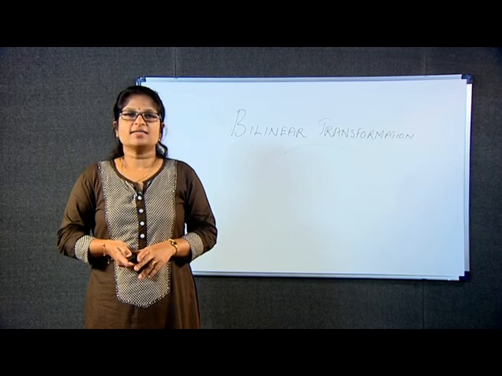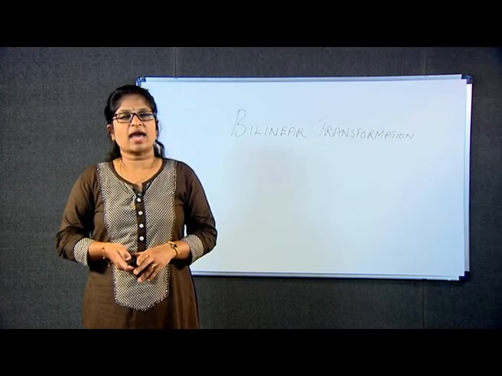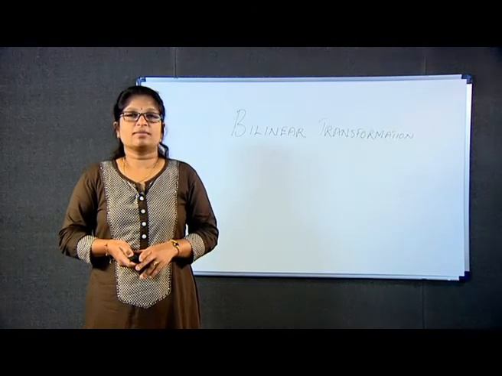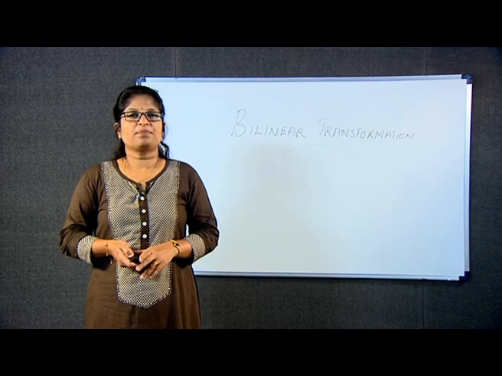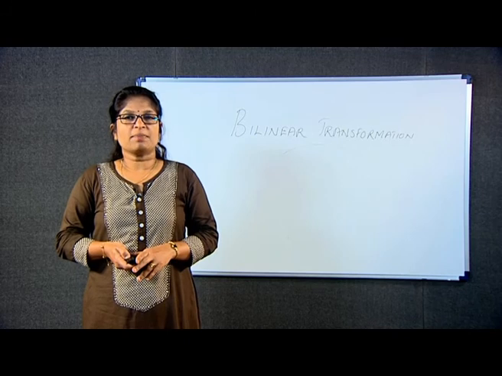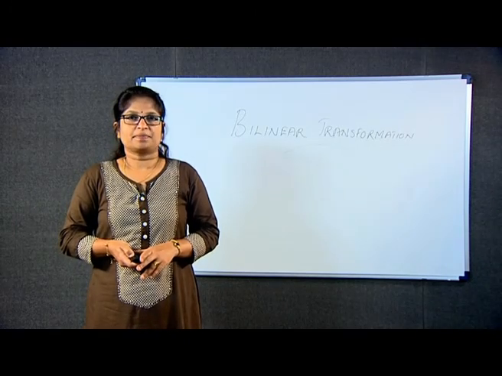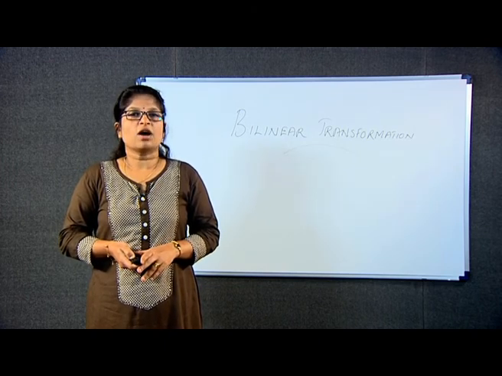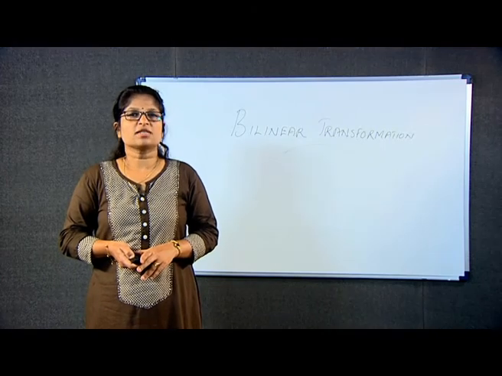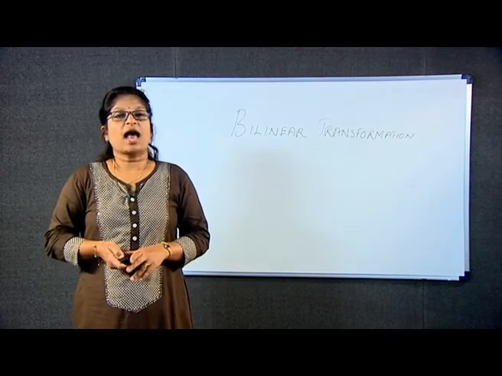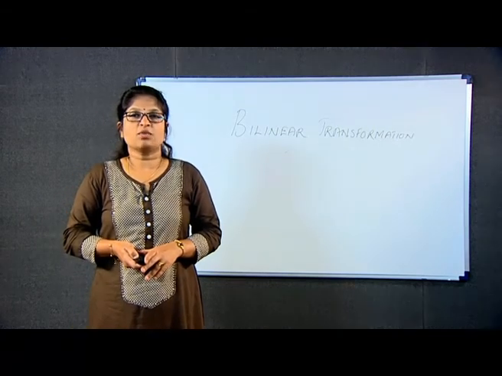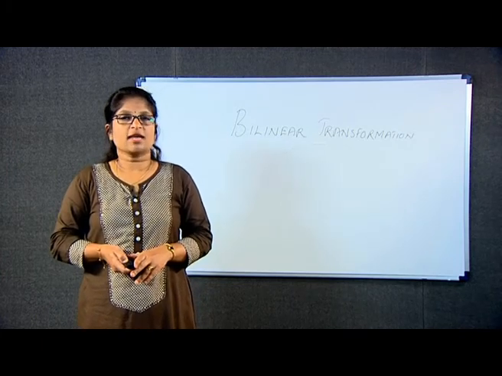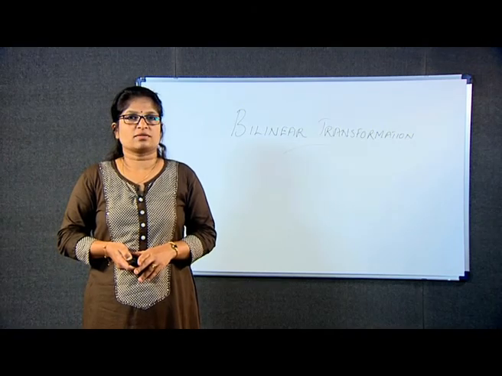If you find the inverse mapping of w is equal to az plus b by cz plus d, you can see that it is also bilinear, because the inverse mapping is given by z is equal to minus wd plus b by wc minus a. We have seen that the bilinear transformation is a combination of all the three basic transformations: translation, rotation, magnification, and of course, your inversion, w is equal to 1 by z. We have clearly seen it by expressing it as a combination of all these basic transformations.